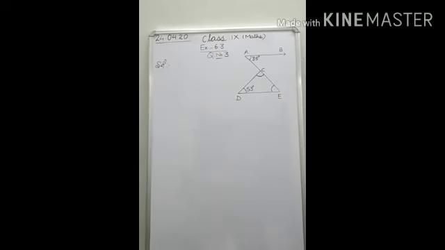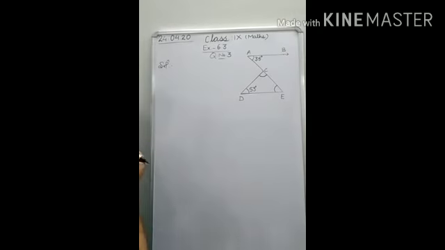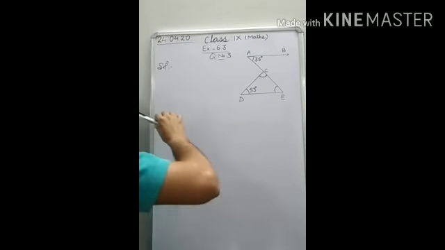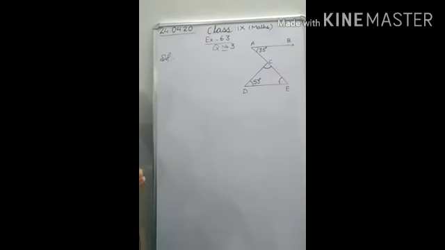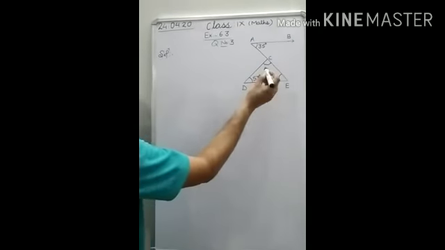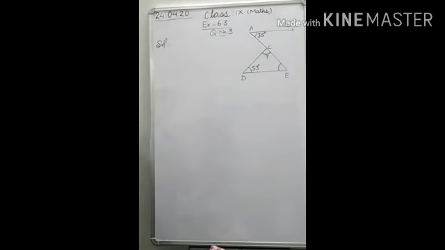Students, in this question, we are given that the line AB is parallel to DE and angle BAC is 35 degrees, and angle CDE is 53 degrees. We have to find the measure of angle DCE, meaning this angle we have to find out. So let us start with the given.